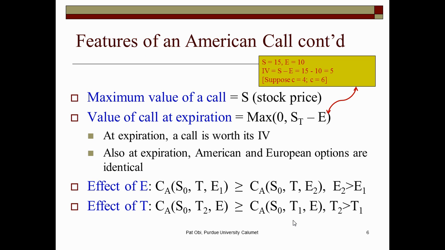Now continuing, we also show here that the maximum value of a call option has to be the stock price, and the reason is simple. Remember, a call option gives you the right to buy the stock itself. So surely you wouldn't want to pay an amount to buy the right to eventually buy that stock, an amount that exceeds the price of the stock itself. It really wouldn't make sense, right?